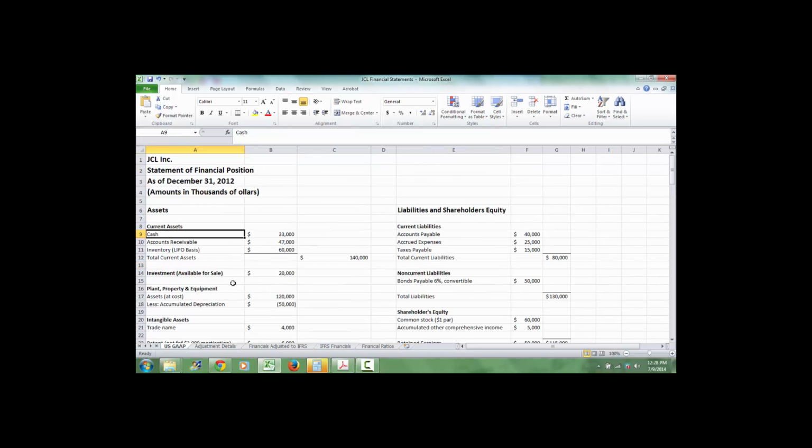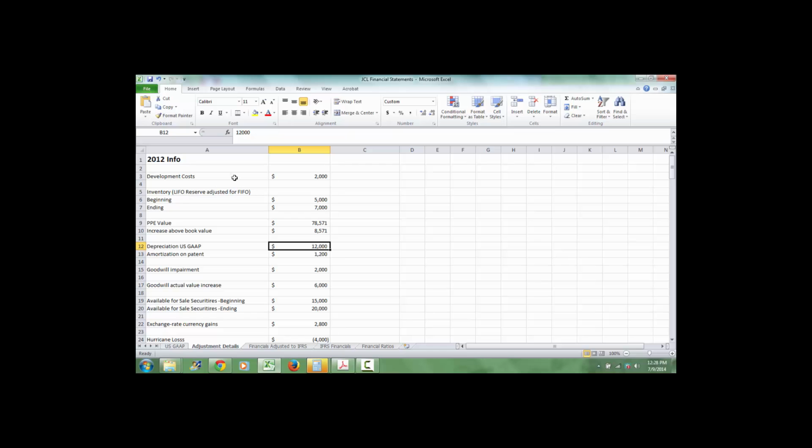This is a comprehensive problem for converting financial statements from US GAAP to IFRS. So the example posted in Moodle that I took this from gives you the financial statements, and then we're going to run through a bunch of adjustments that you would need to make to take the US GAAP and convert them to IFRS. So these are actually in thousands.